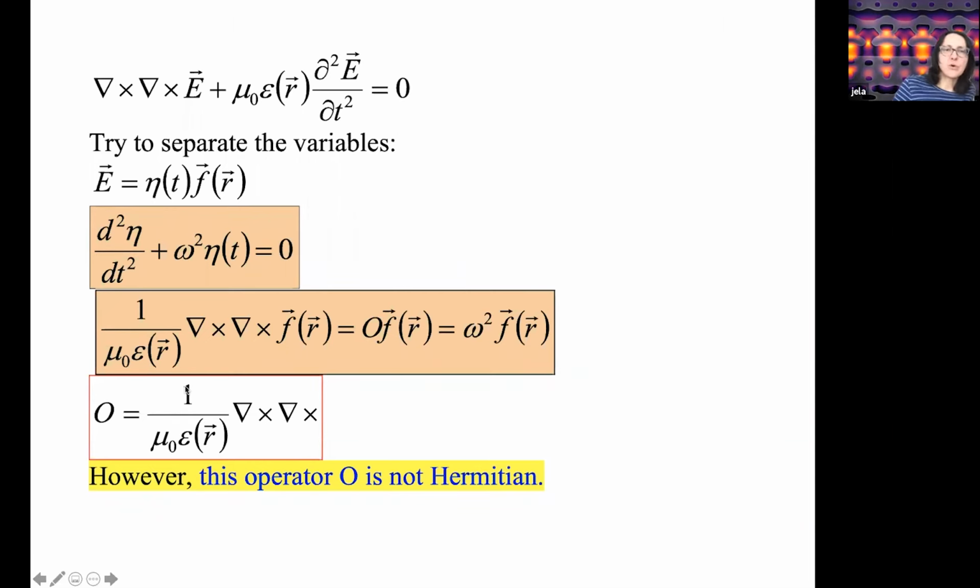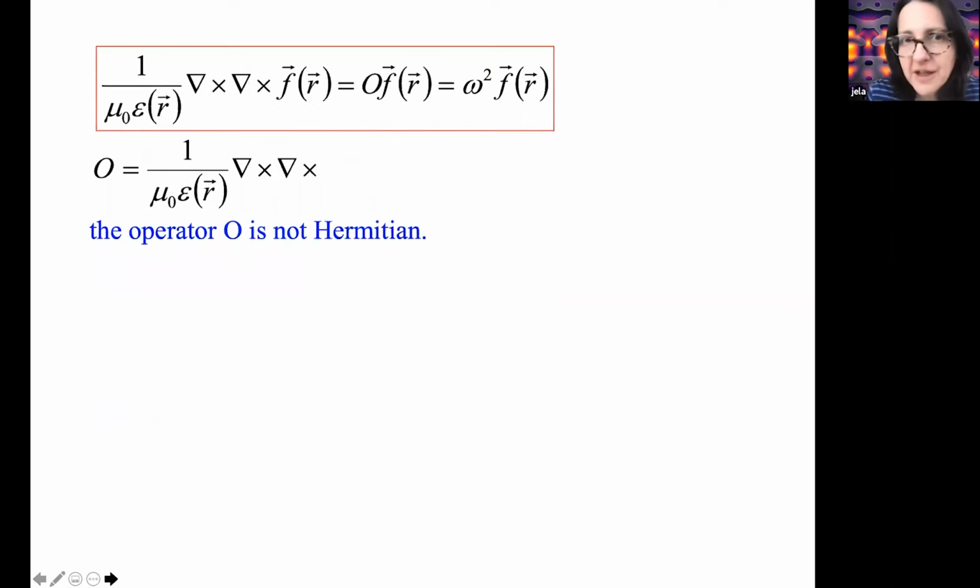So if operator O is not Hermitian, that doesn't mean that there are no solutions for the field. You still have solutions for the field, which are described with functions f times eta. But what does this mean? This means that I cannot say anything about orthogonality of solutions corresponding to different frequencies, as I could when they were solutions of a Hermitian operator. You agree with this? That doesn't mean that the system is falling apart. I just can't really say anything about its solutions.